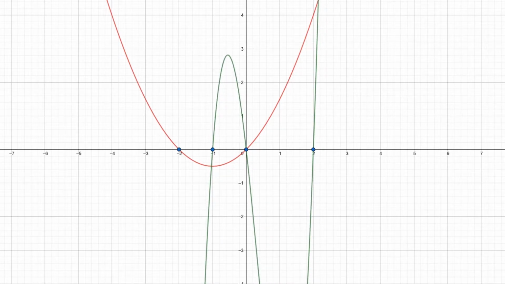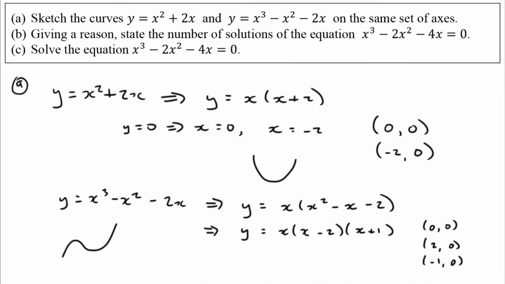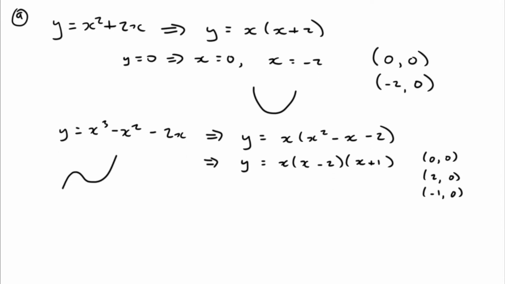In part B, we're asked, giving a reason, state the number of solutions of the equation x cubed subtract 2x squared subtract 4x is 0. Well, that equation did not appear in part A, but it's quite easy to see that we do get that equation by combining the 2 equations we have got in part A. Let's be a bit clearer about that.